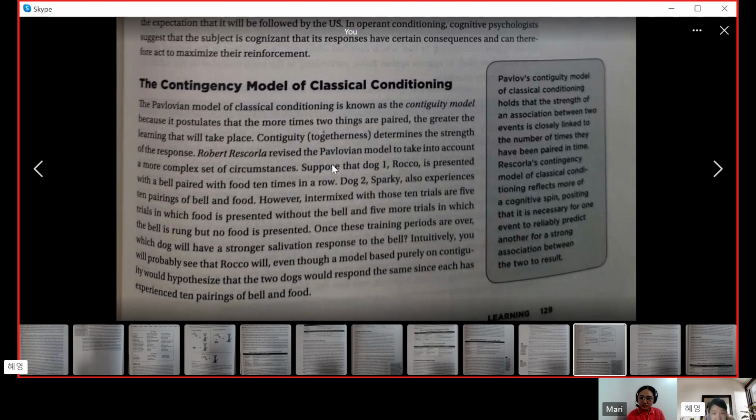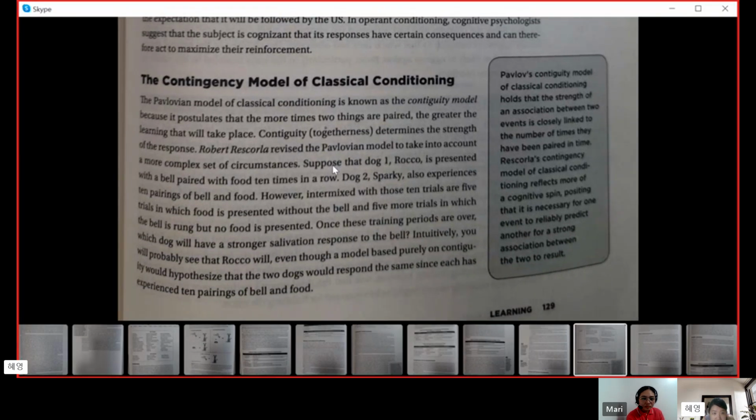And now let's look at the contingency model of classical conditioning.